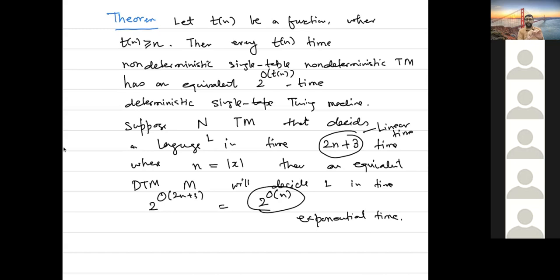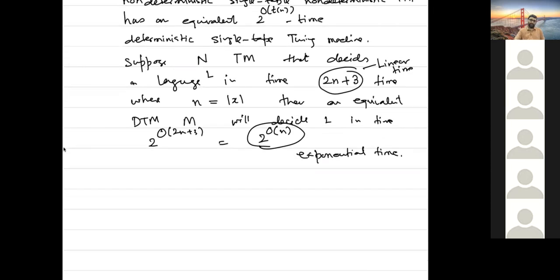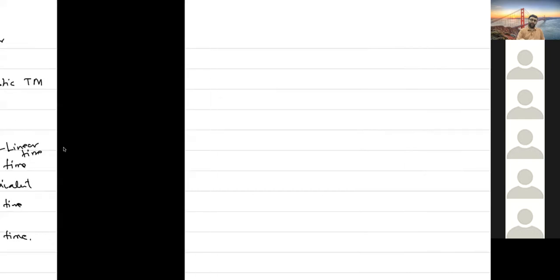But it doesn't mean that you cannot compute what you would compute with a non-deterministic machine. You can still compute whatever you were able to compute on a non-deterministic machine using a deterministic machine, but the time is a lot more than what it used to be. Okay, is this unclear? Any question? If it is clear, then we move on to one of the most important definitions of.